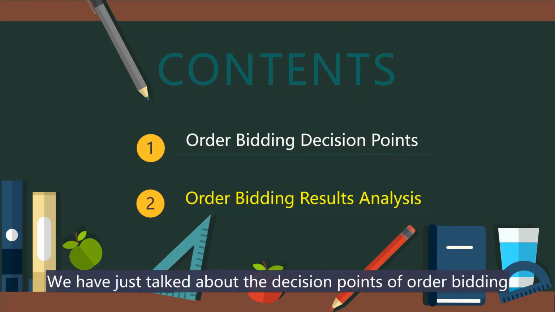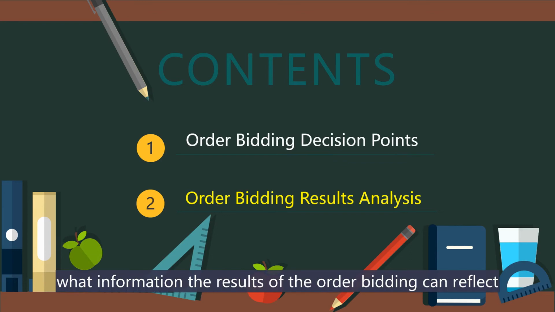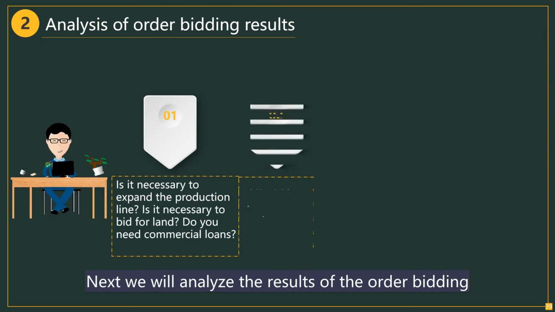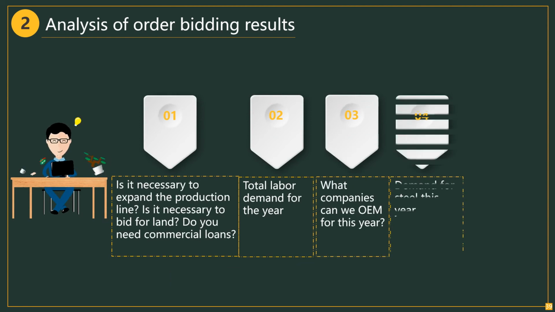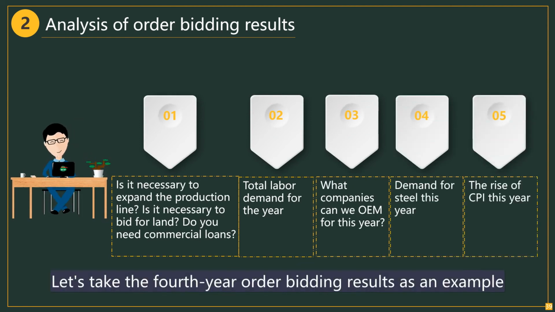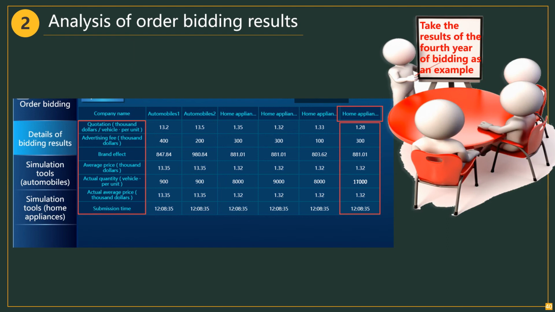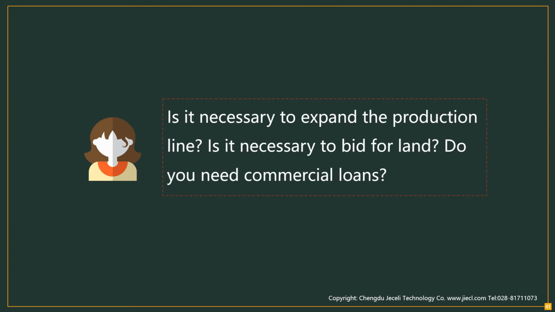We have just talked about the decision points of order bidding. Now, let's analyze what information the results of the order bidding can reflect. Next, we will analyze the results of the order bidding in the following 5 sections. Let's take the 4th year order bidding results as an example. Is it necessary to expand the production line for you? Is it necessary to bid for land? Do you need commercial loans?